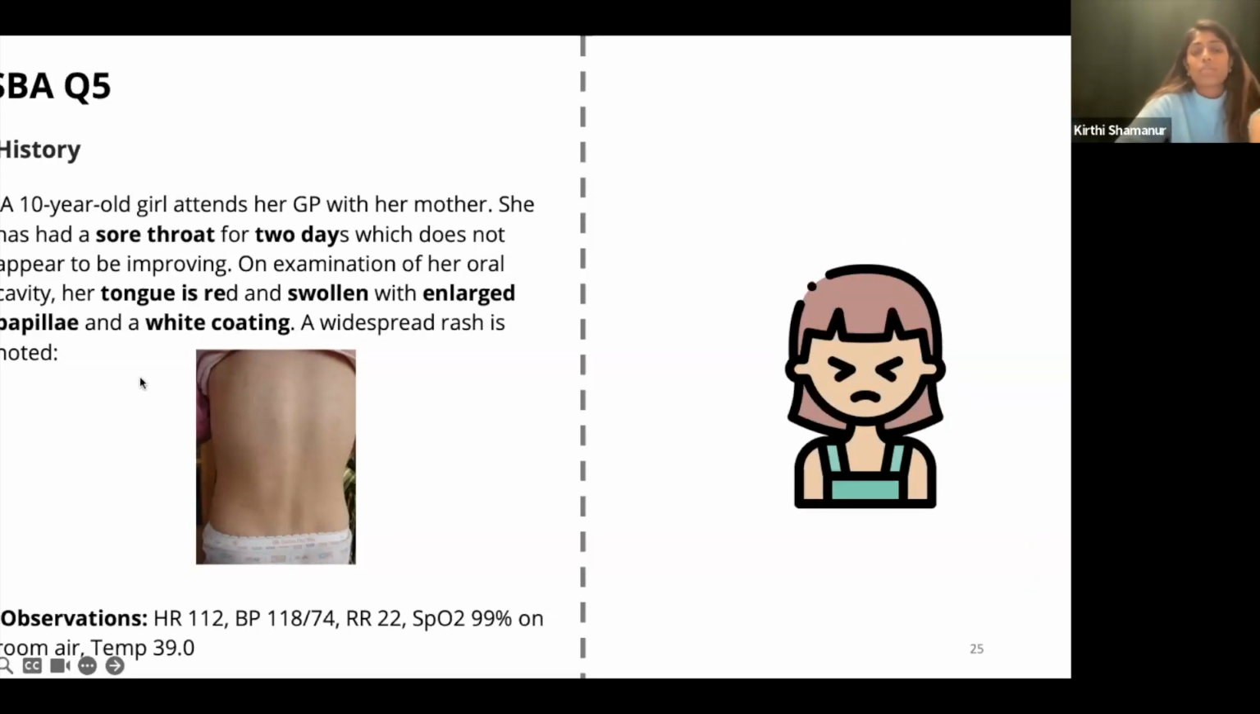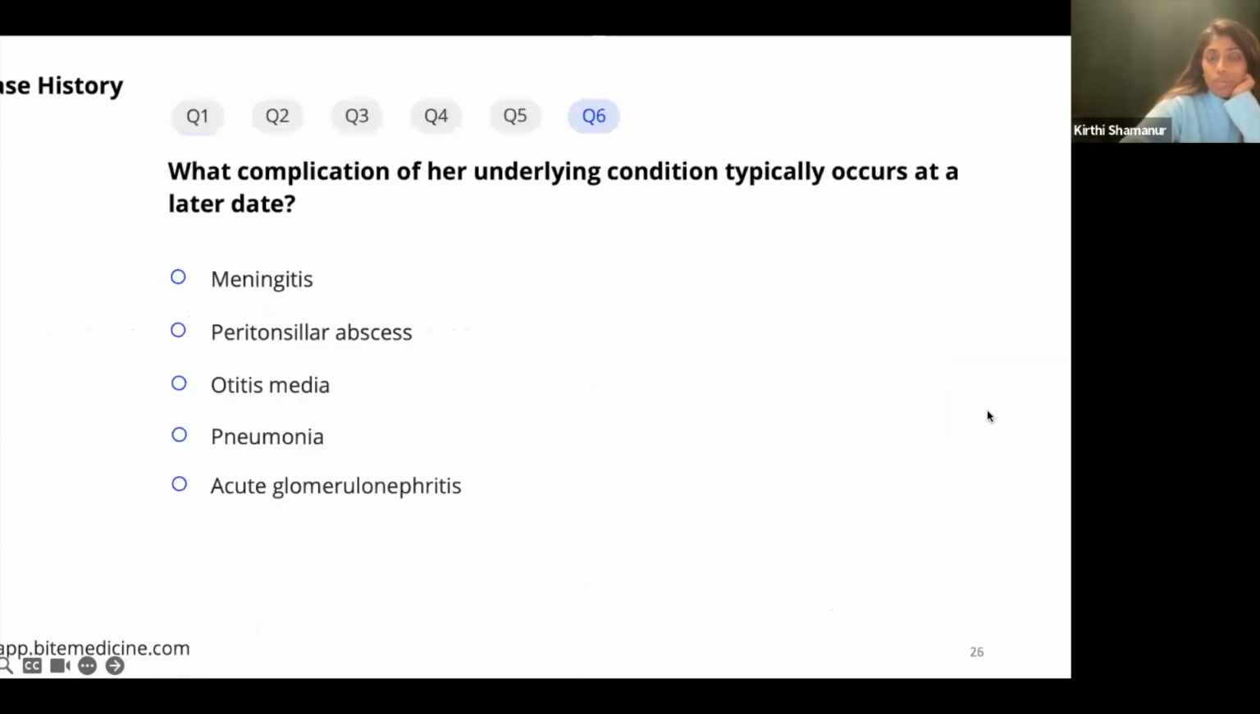These are the words that have come up quite a few times because they're very typical to describe that strawberry tongue, so as not to be as obvious and say strawberry tongue in a question. That's why we've included it a few times. And a widespread rash, as you've got here. On observation, she's got a bit of a high temperature, maybe a little bit tachycardic, but that's about it. So what complication of her underlying condition typically occurs at a later date?